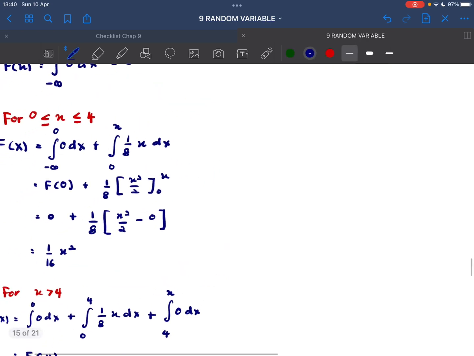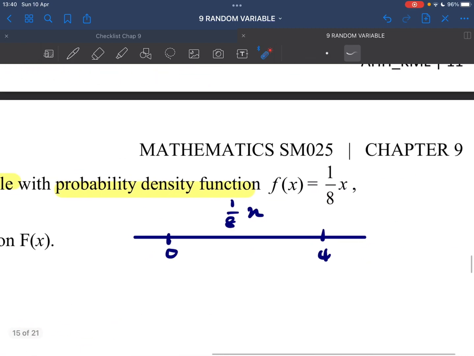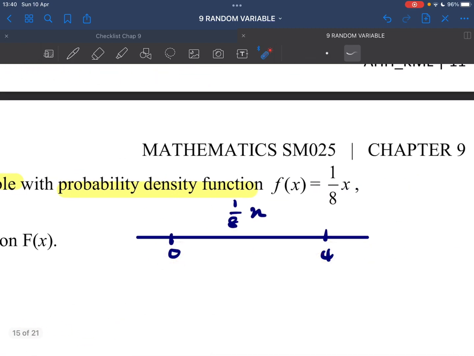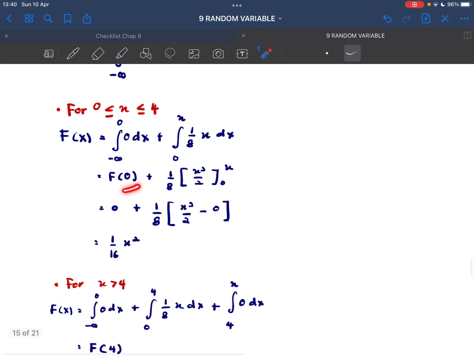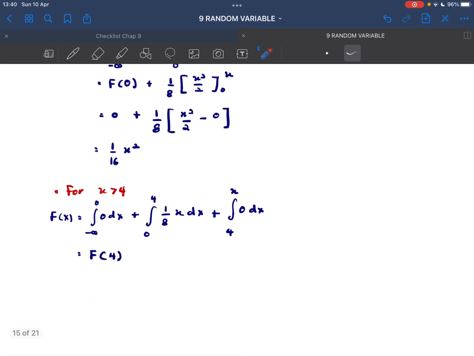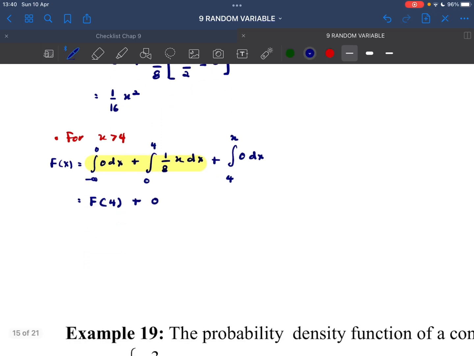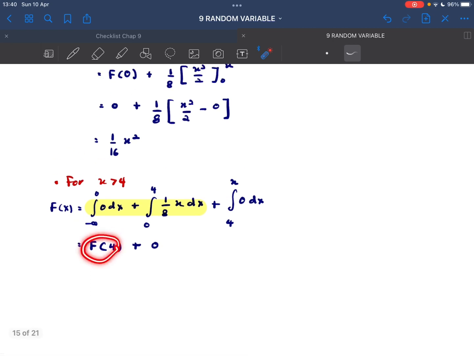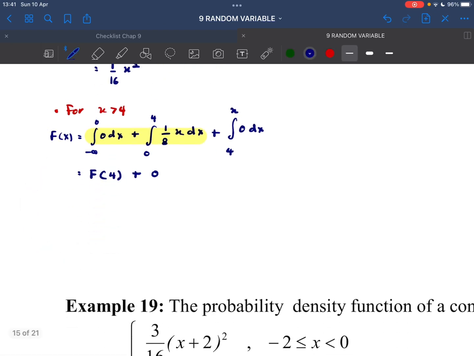So this is actually your a. This is your a. This is your b. So this is F(a). This is F(b). Okay, both of these represent your F(b), which is F(4). You can see the last limit is 4. So this will be F(4). So plus that one will be 0. So where are we going to get F(4) here? So F(4) is from the previous function, 1 over 16 x squared. We substitute 4 there.